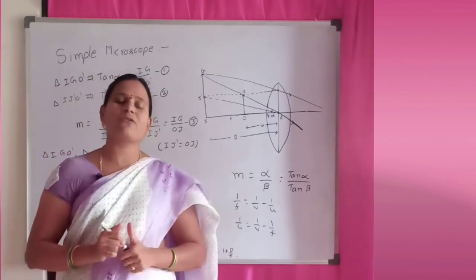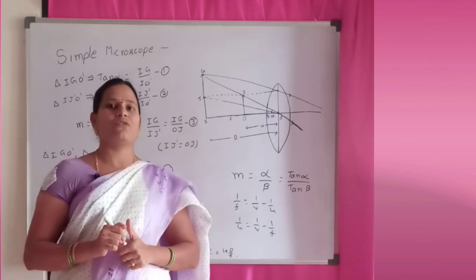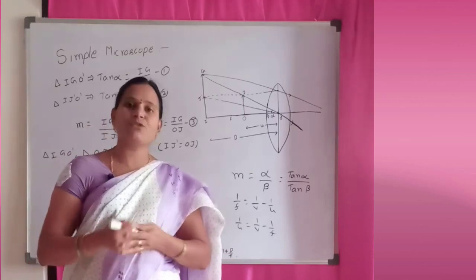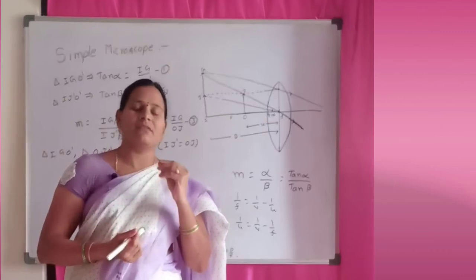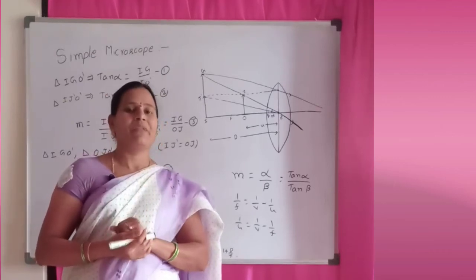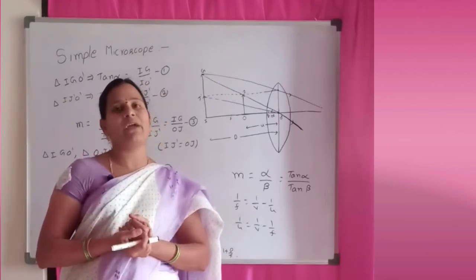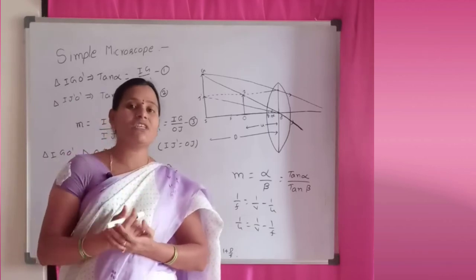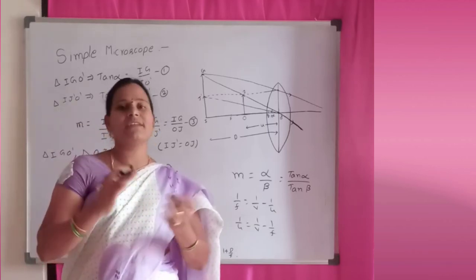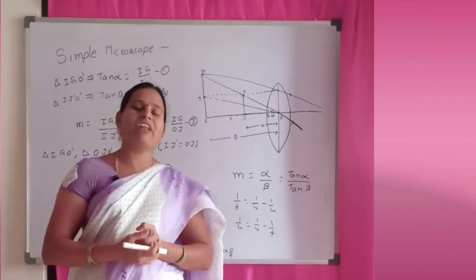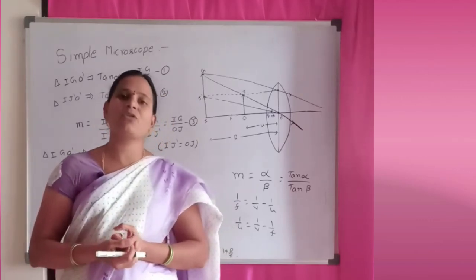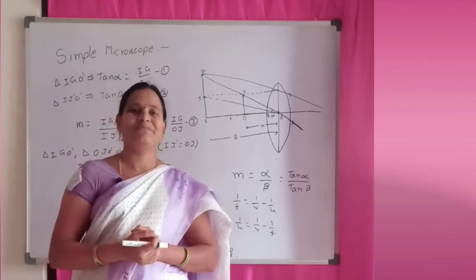And there is another microscope, the compound microscope. What is the difference between the two? In the simple microscope, it is easy to see the object clearly. But in the compound microscope, it is easy to see the object very clearly. That is the difference between the simple microscope and the compound microscope. In our next session, we will discuss the compound microscope.